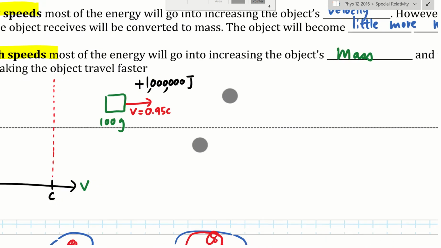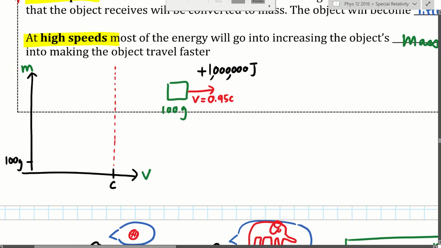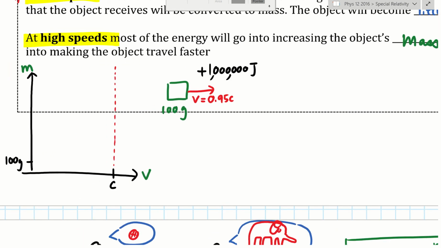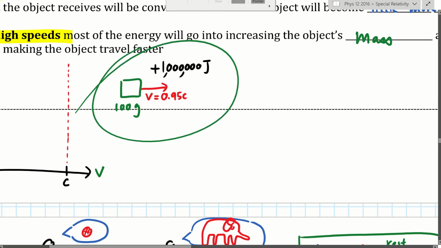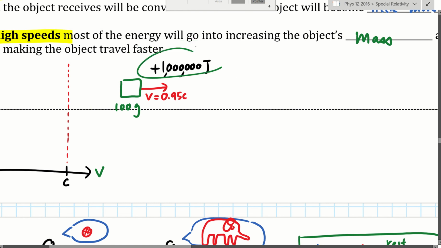Now, the reason why is because a heavy object is very hard to accelerate. Try pushing a basketball, it's easy. Try pushing a dinosaur with the same energy, it's really hard, right? So now this object right here, 100 gram, is moving at 95% of the speed of light already. And I'm going to add 1,000,000 joules of kinetic energy to it. Sure, why not, right? Let's do that.